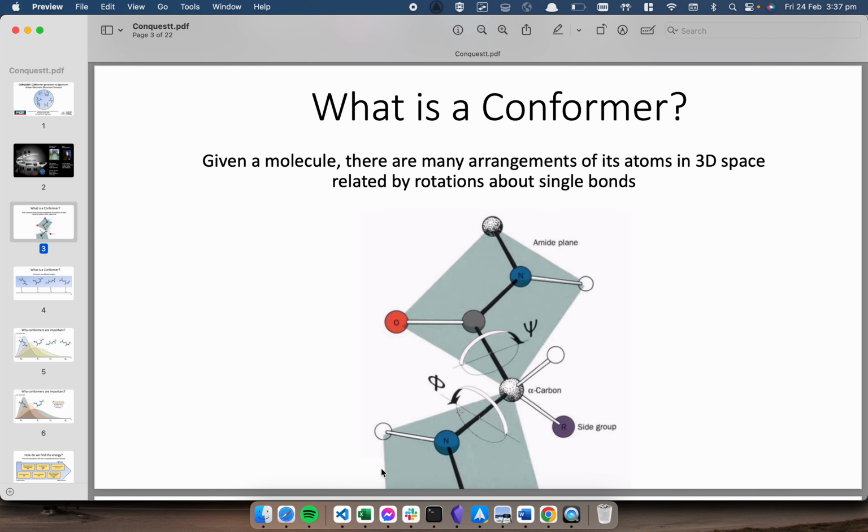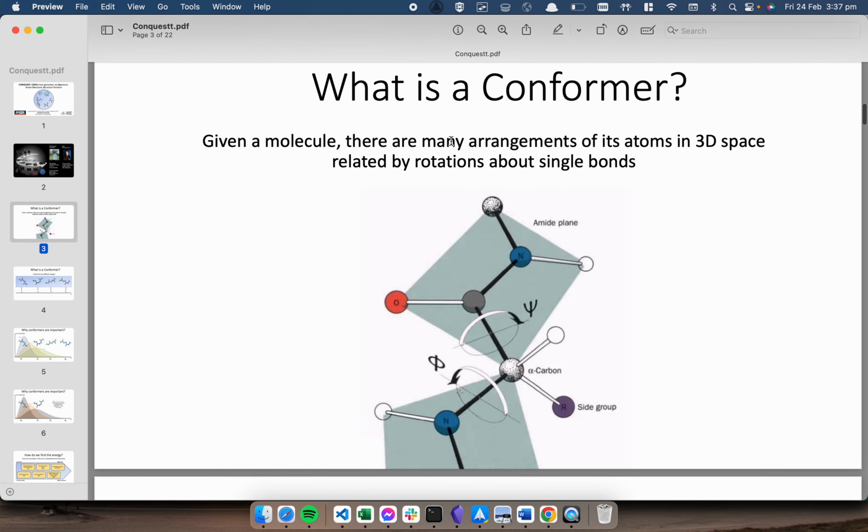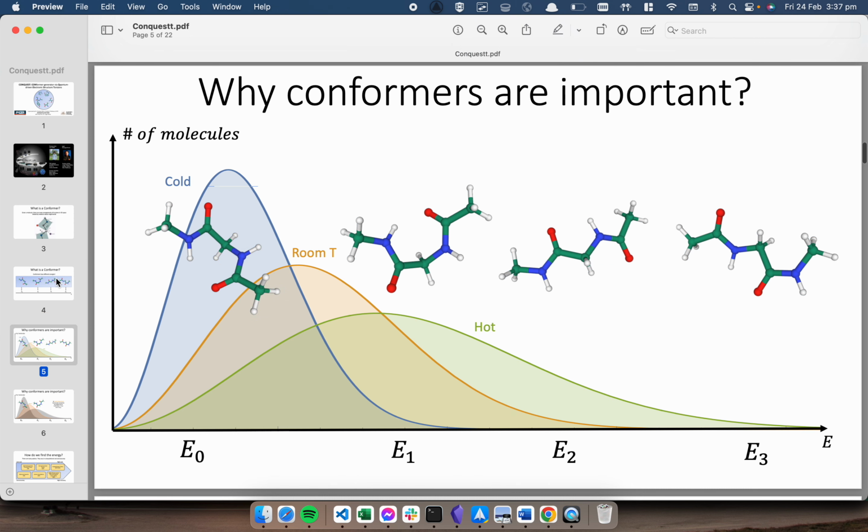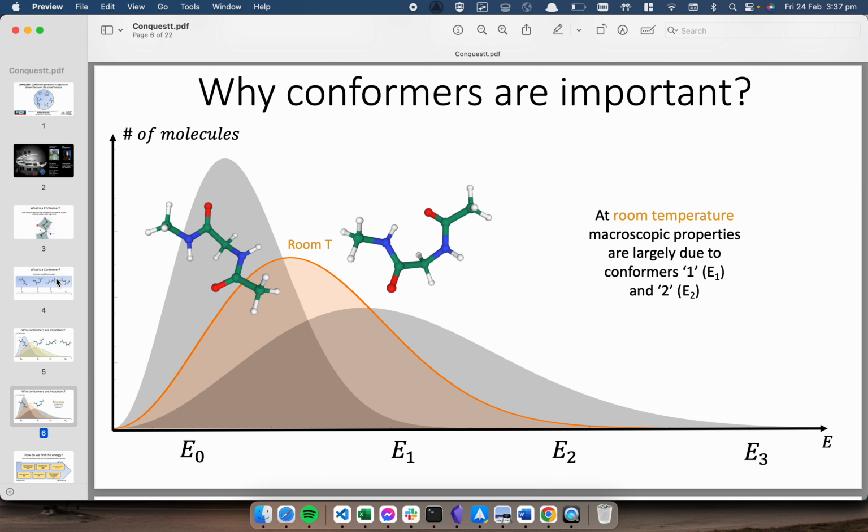The first thing to note is, what is a conformer? Well, there are many arrangements of atoms in 3D space, and those can change based on rotations about single bonds. Conformers have different energies, and conformers are important because we really want to know what a molecule looks like in nature. We can be given the chemical structure, but we don't know exactly what it'll be in nature, and this changes with temperature. To know the different conformers tells you what will appear in nature based on the temperature.